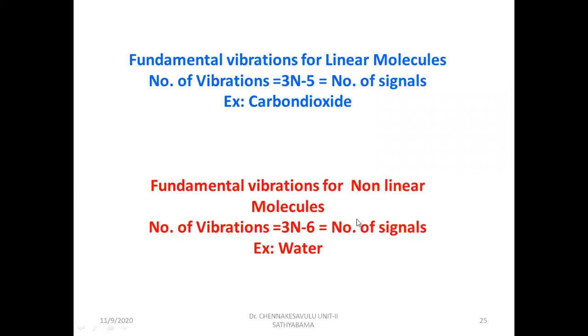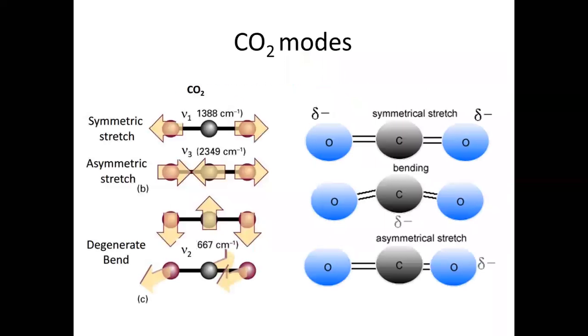For a water molecule we should get 3 signals, because water is 3 into 3 minus 6, 9 minus 6, 3. Okay. So now what is the importance of this 3n minus 5 and 3n minus 6? It gives us the information of the number of signals which we can get from carbon dioxide or water molecule. We can apply this formula for different molecules also: benzene, CCl4, CHCl3, SO2, CO. n is the number of atoms here. For linear 3n minus 5, non-linear 3n minus 6.